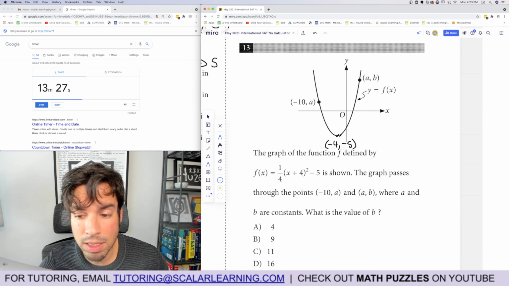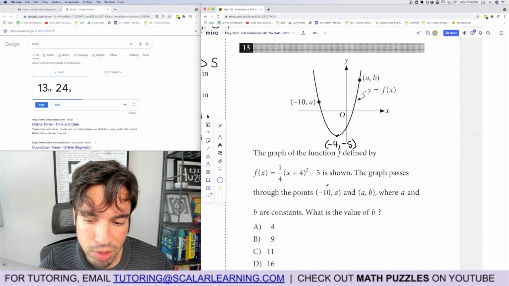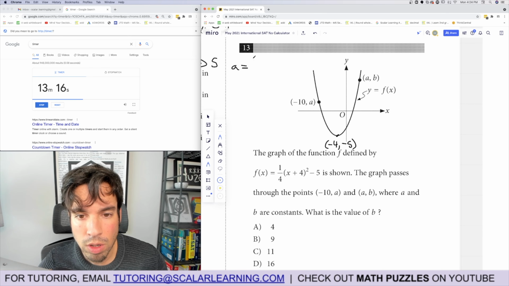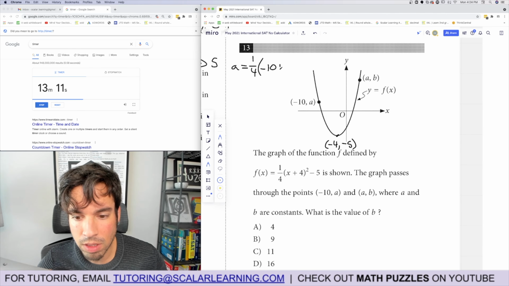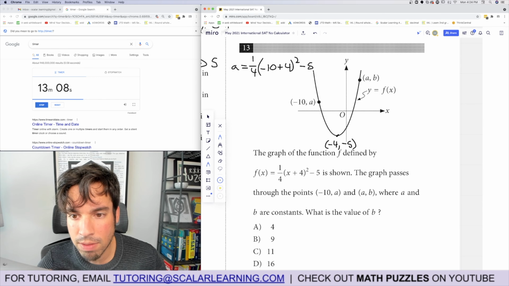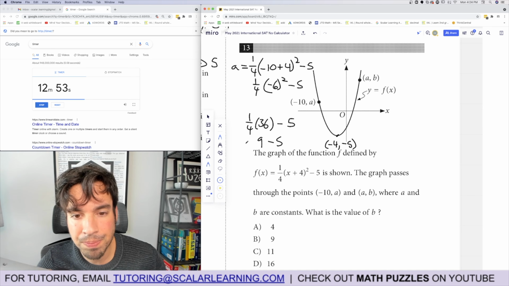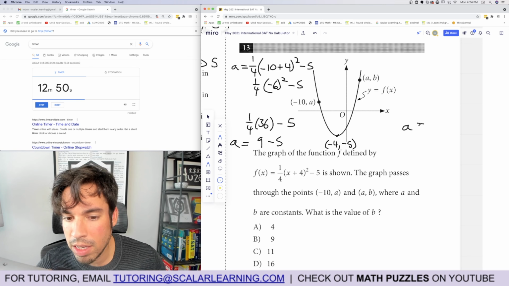Okay. I didn't need that center. This is just a straight plug and chug operation, because whenever they give us a coordinate like this, this is my y value, aka the function value, so let's plug it in. A equals 1/4, and in this case, the corresponding x value is -10. -10 plus 4 squared minus 5. So this becomes -6 squared minus 5. Don't forget the 1/4. That becomes 36, 1/4 of 36. We gotta be extra careful here because there's no calculator. 1/4 of 36 is 9 minus 5 equals a. That means a equals 4.